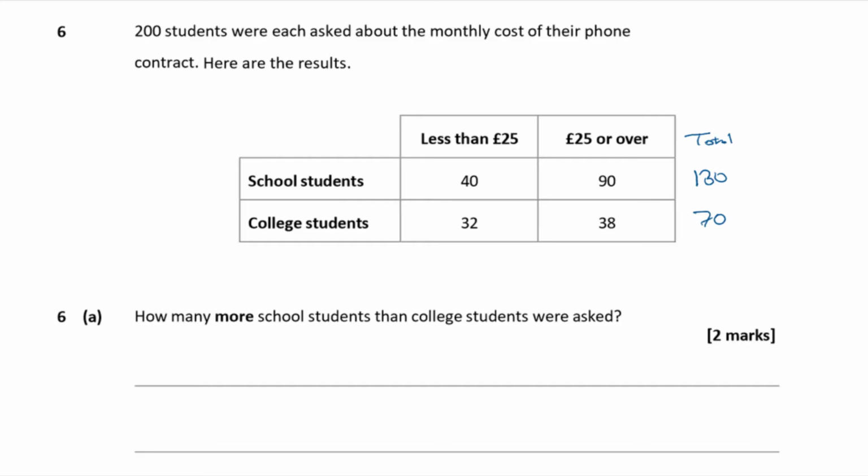So how many more school students were there than college students? Then that is going to be 130 minus 70. That's the difference between the two then, isn't it? And that comes out to be 60 students. Okay, so there's 60 more school students asked.